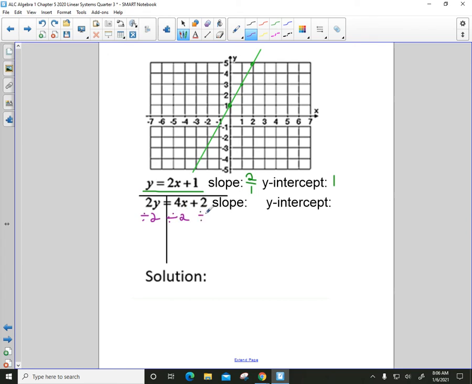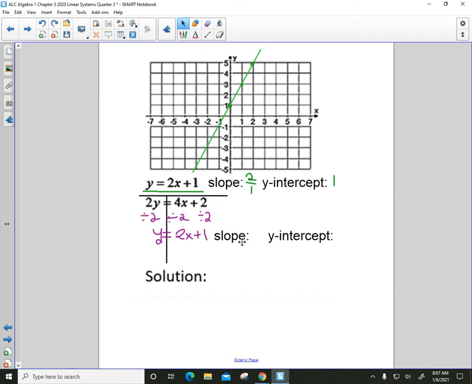And what is 2 divided by 2? That's right, it's 1. And we're pretty lazy, so we don't write 1y. We just write y. We're just happy to have it. What's 4x divided by 2? That's right, it's 2x. And what is 2 divided by 2? And that's 1.